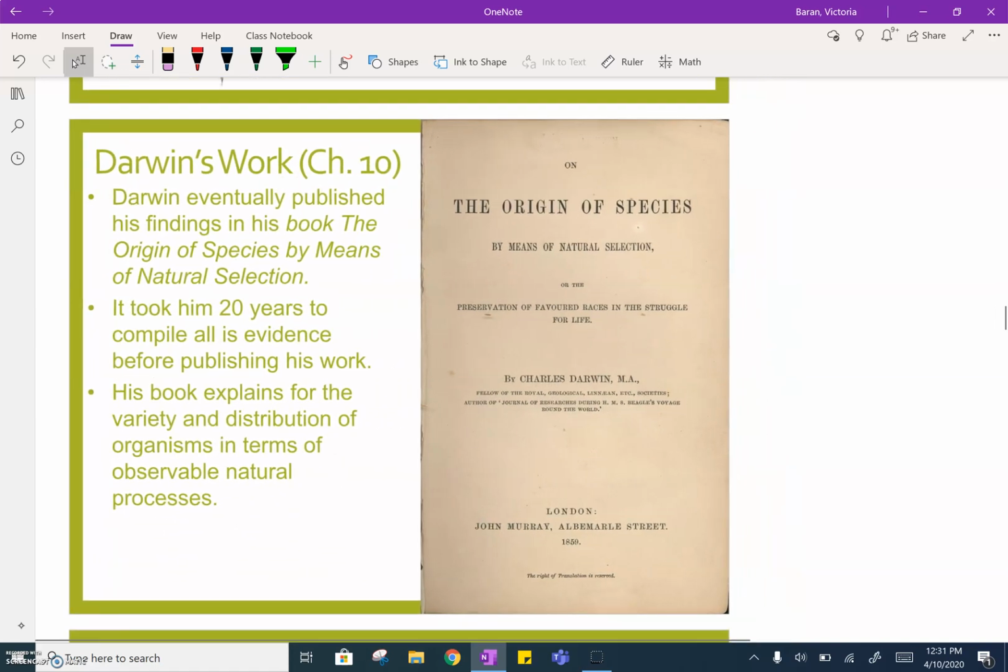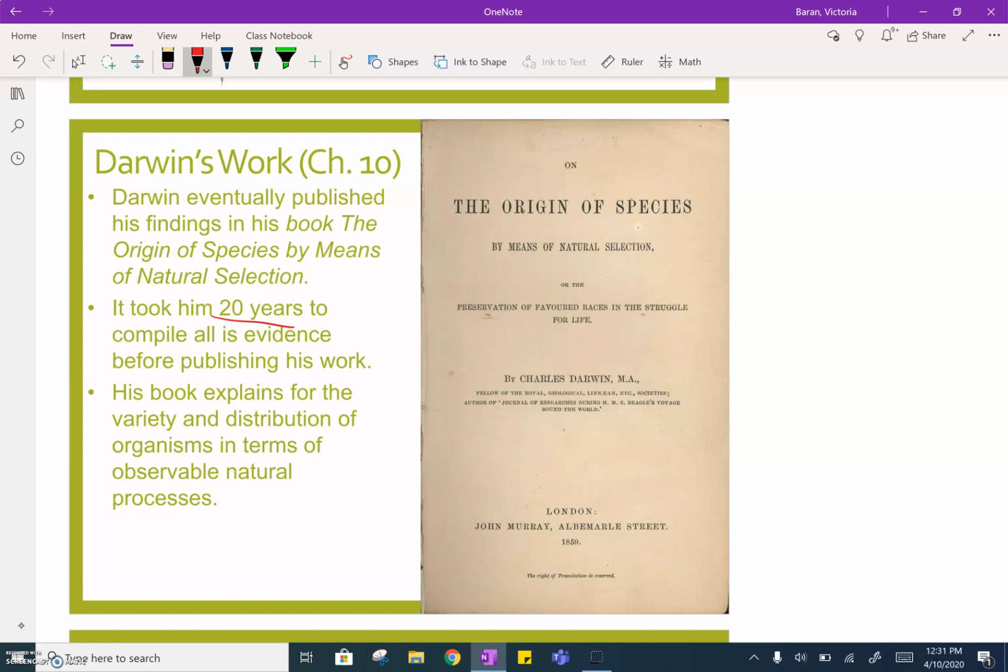Eventually, Darwin publishes his work in a book called The Origin of Species by Means of Natural Selection. And again, he doesn't talk about the origin of life or anything like that. He just talks about the origin of species. How do we get all of these different types of species that we see today through the process of natural selection? It took him over 20 years to compile enough evidence before he published his work.